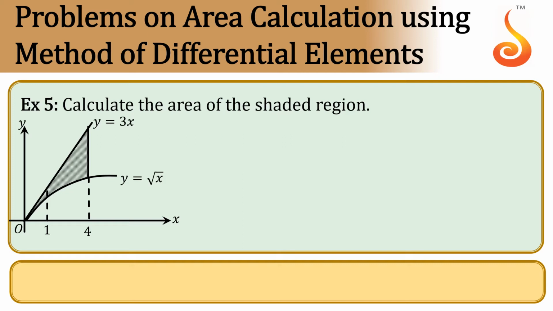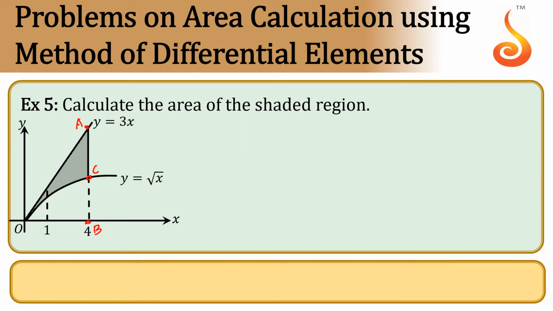Therefore, let us calculate the area under OAB, where A and B are marked points, and then we will calculate the area under OCB, where this point is C. Then we will subtract the area of OCB from OAB. Therefore, we will get the area of the shaded region.